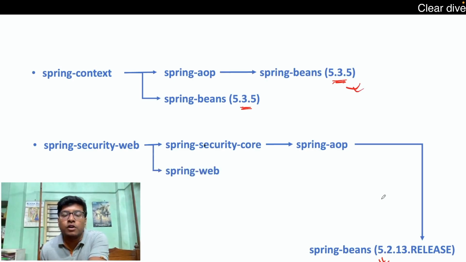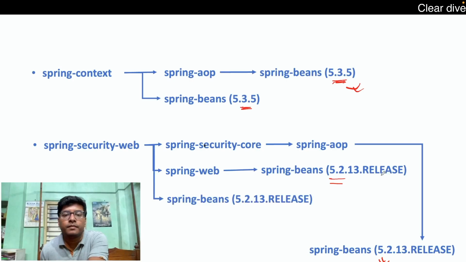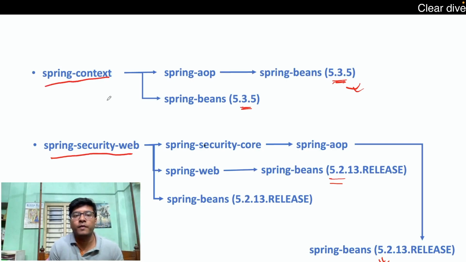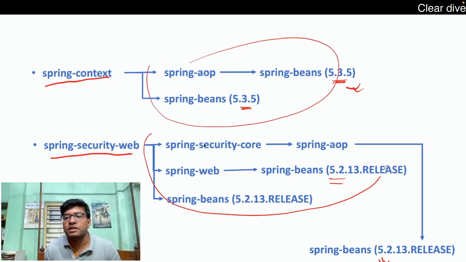Spring Security Web also depends on Spring Web, and Spring Web depends on Spring Beans, again 5.2.13. Spring Web also directly depends on Spring Beans. So in our project we have defined only two dependencies, we don't know about any other things, but these two dependencies in turn depend on all of these dependencies. Now the question is where the version conflict comes from.